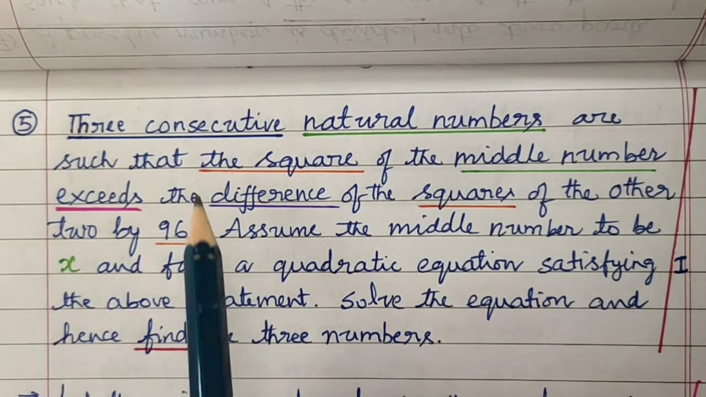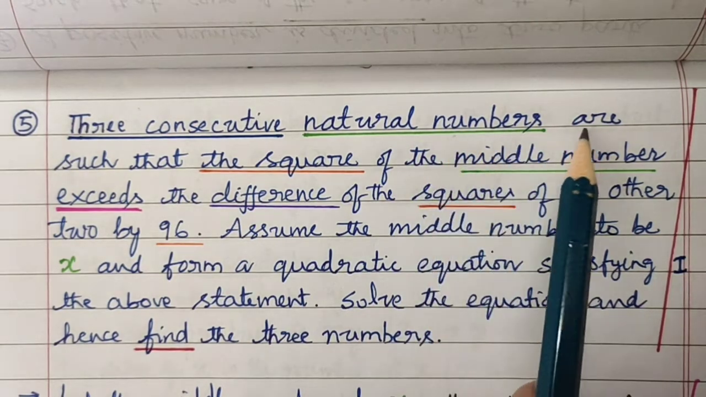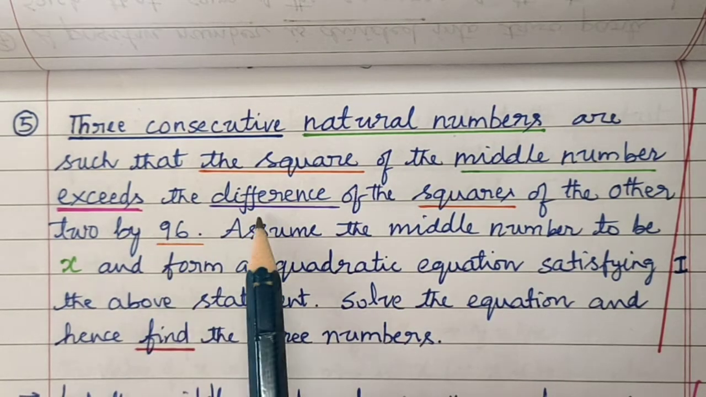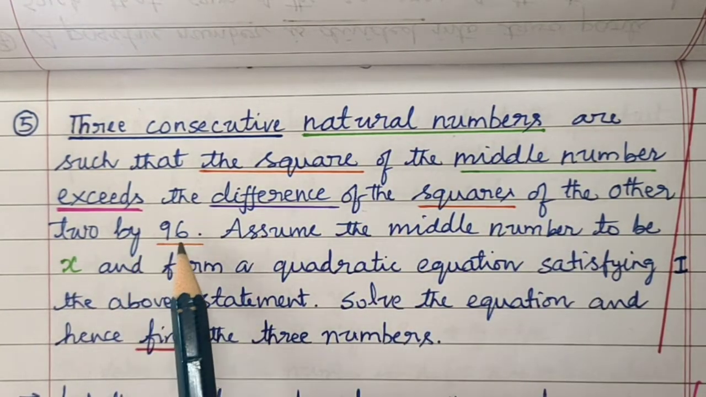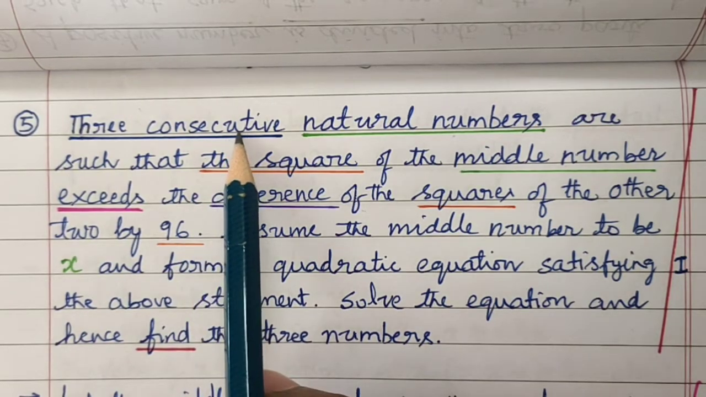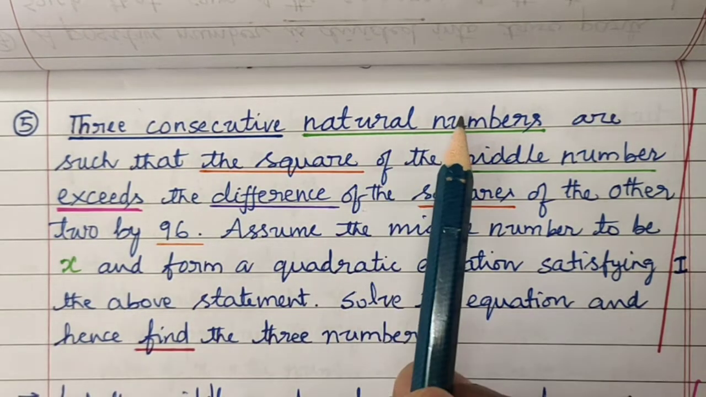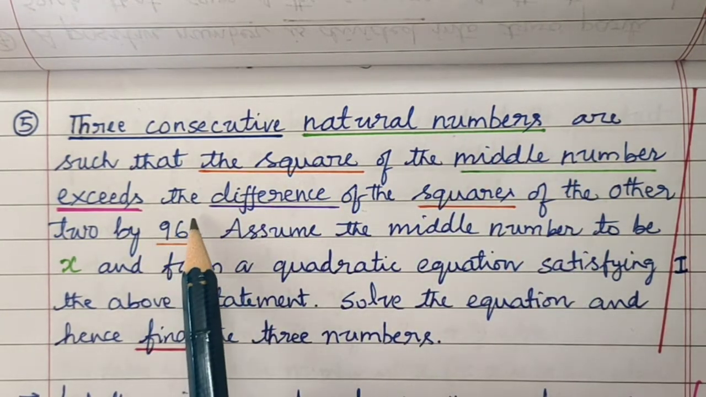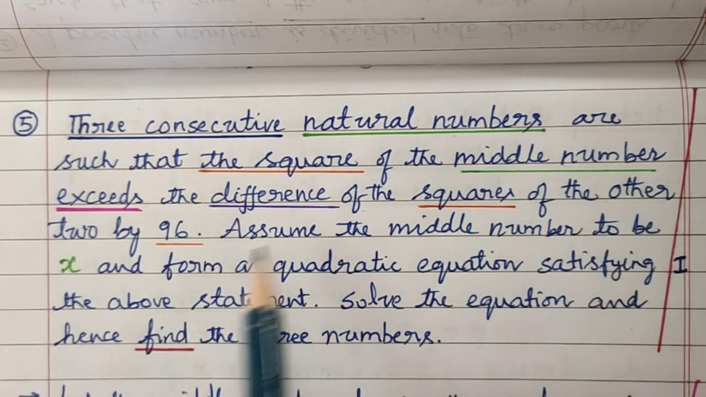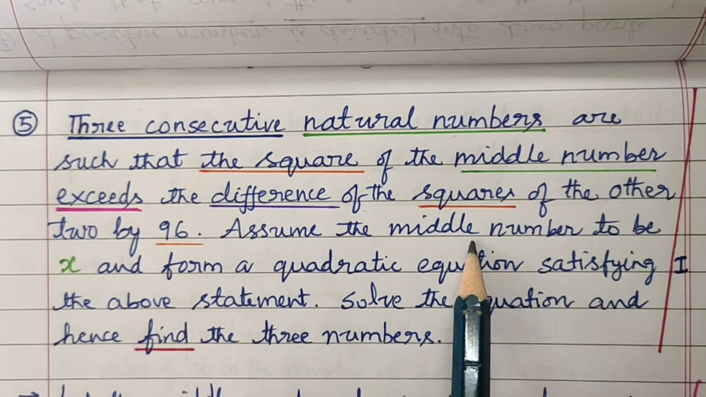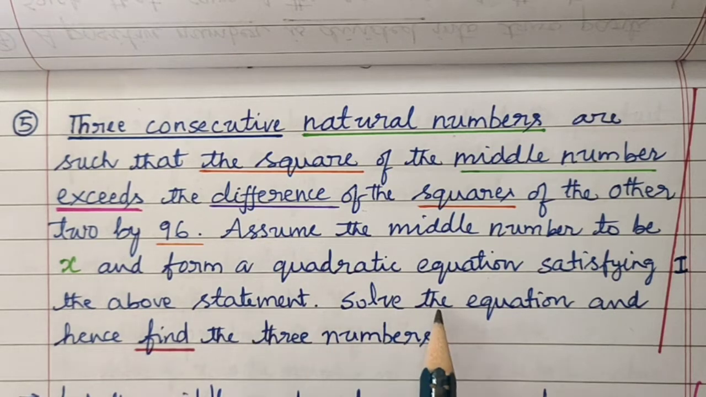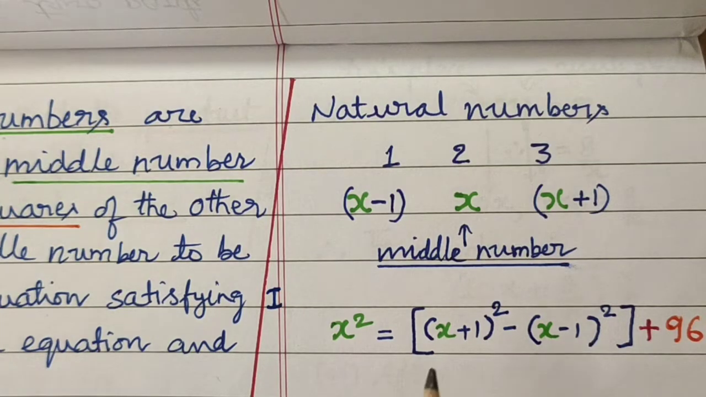Let us understand the problem first. Three consecutive natural numbers are such that the square of the middle number exceeds the difference of the squares of the other two by 96. Assume the middle number to be x and form a quadratic equation satisfying the above statement. Solve the equation and hence find the three numbers. They are telling three natural numbers.